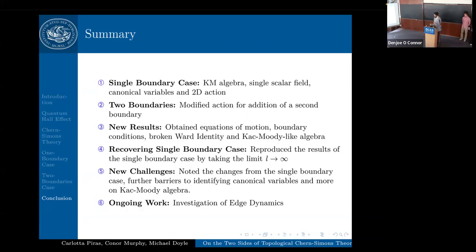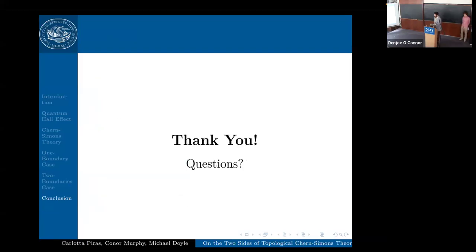And we encountered some new challenges, which we are still investigating, such as the possible solutions of the on-shell broken Ward identity and the non-locality of the left side of the commutators of the algebra. And so we have ongoing work on this to investigate the edge dynamics. So thank you for your attention, and we invite any questions.